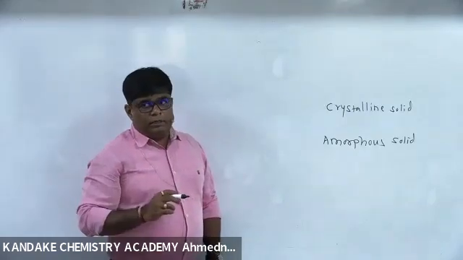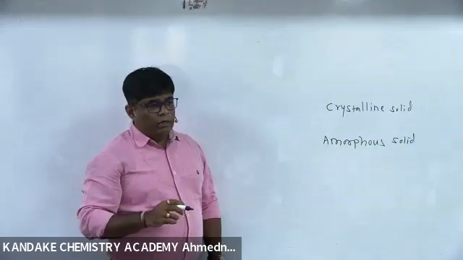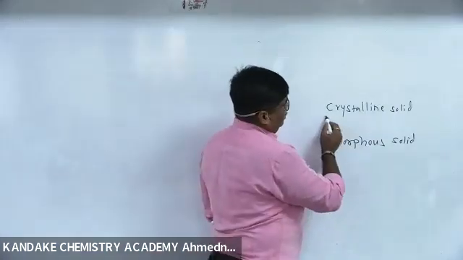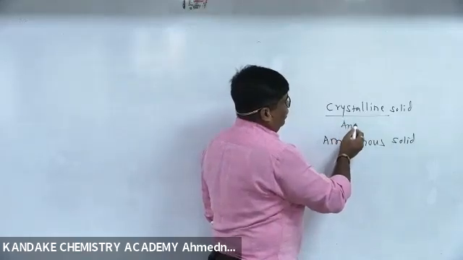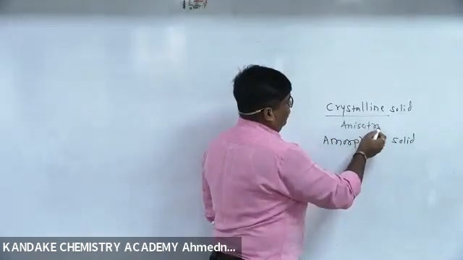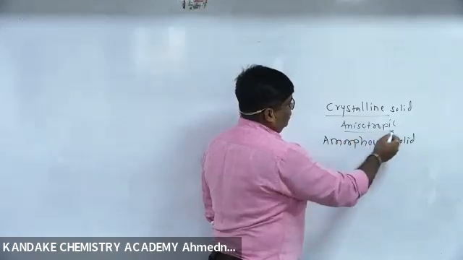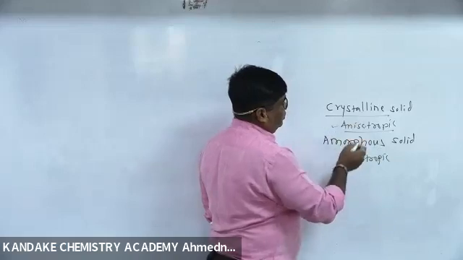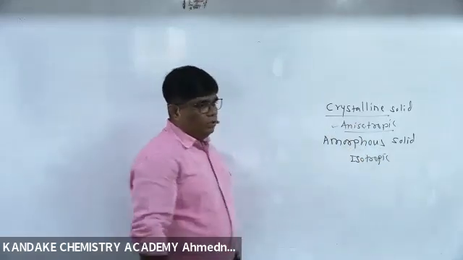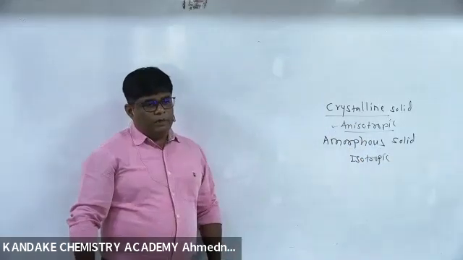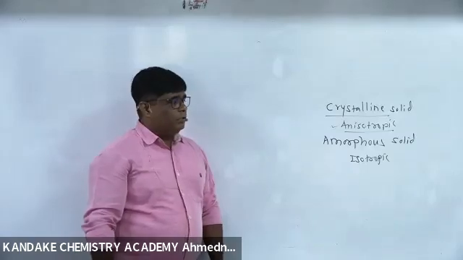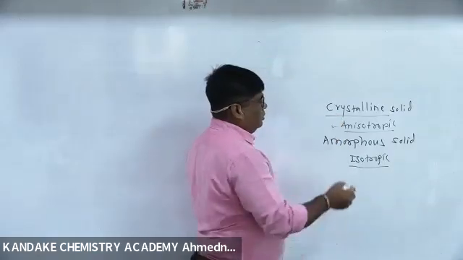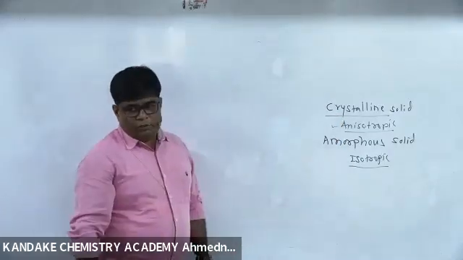In crystalline solid, particles are orderly arranged, while in amorphous solid, particles are not orderly arranged. And this crystalline solid is anisotropic in nature, you know that, while amorphous solids are isotropic in nature. You know the meaning of anisotropic as well as isotropic. What is anisotropic? Different physical properties in different directions. And isotropic means all physical properties are identical in all directions. So this is the crystalline solid and amorphous solid.